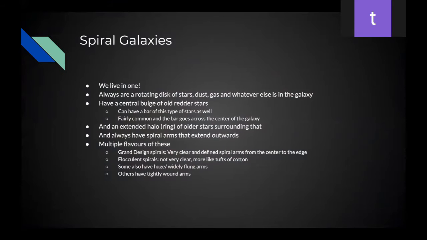Okay, so what I mean by widely flung arms is that if the central part of the galaxy is here, you can have the arm go something similar to this. This would be considered sort of widely flung. And then this, where it gets very tight very quickly, is what you call tightly wound. Does that make sense? Okay.